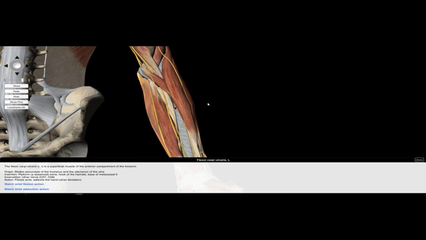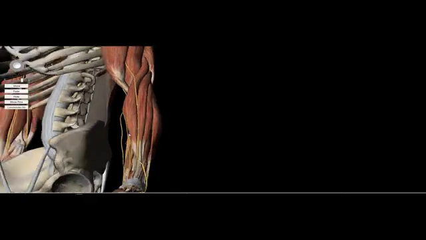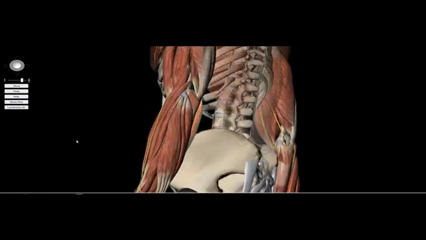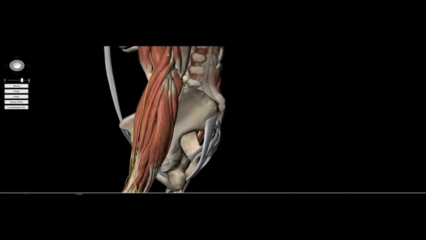So let's take a look now at the wrist extensors. Our wrist extensors have a common attachment along the lateral common extensor tendon. So we start with the extensor carpi radialis.